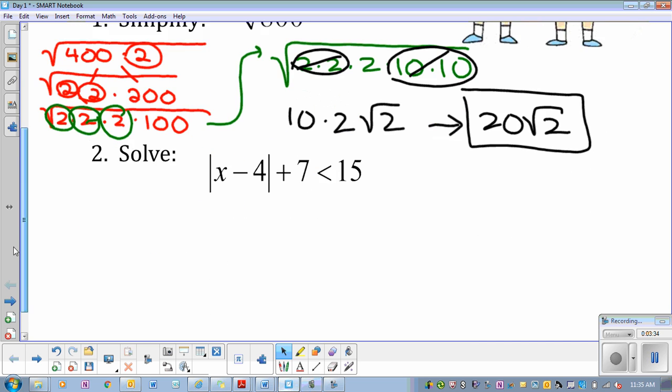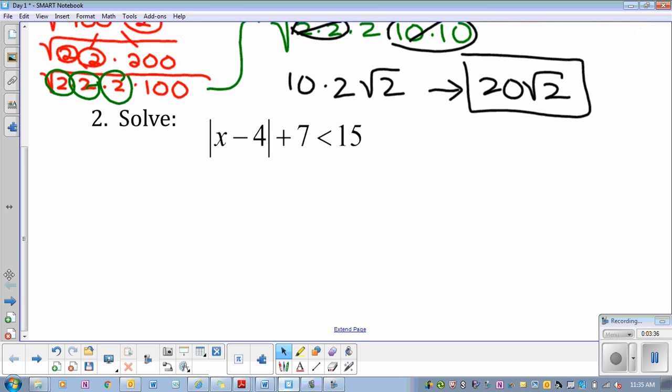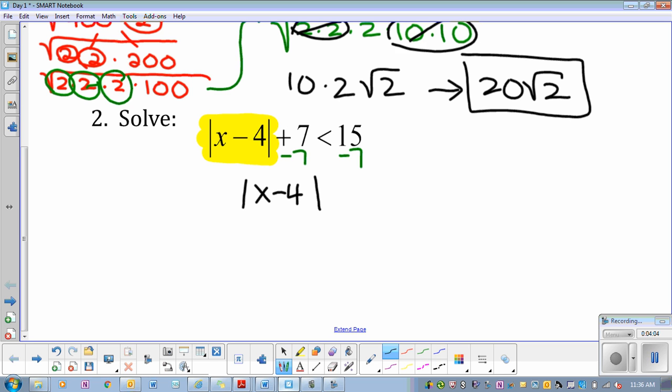All right, so let's look at number 2. Okay, so solving absolute value inequalities. Remember, whenever you have absolute value, you're going to have 2, right? So the thing you need to do here is you want to get this absolute value all by itself. Get the bars all by itself. So what do I need to move? Yeah, subtract that 7. So now you have the absolute value of x minus 4 is less than what? What's 15 minus 7? 8. Okay.